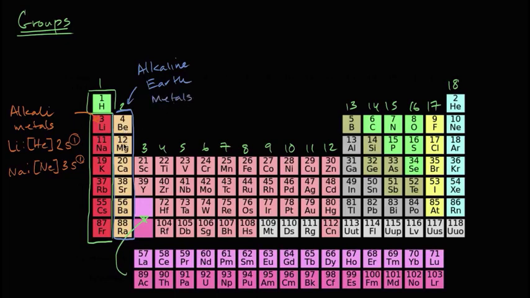But for them, it's easier to lose 2 electrons than to try to gain 6 to get to 8. And so these tend to also be reasonably reactive, and they react by losing those 2 outer electrons.